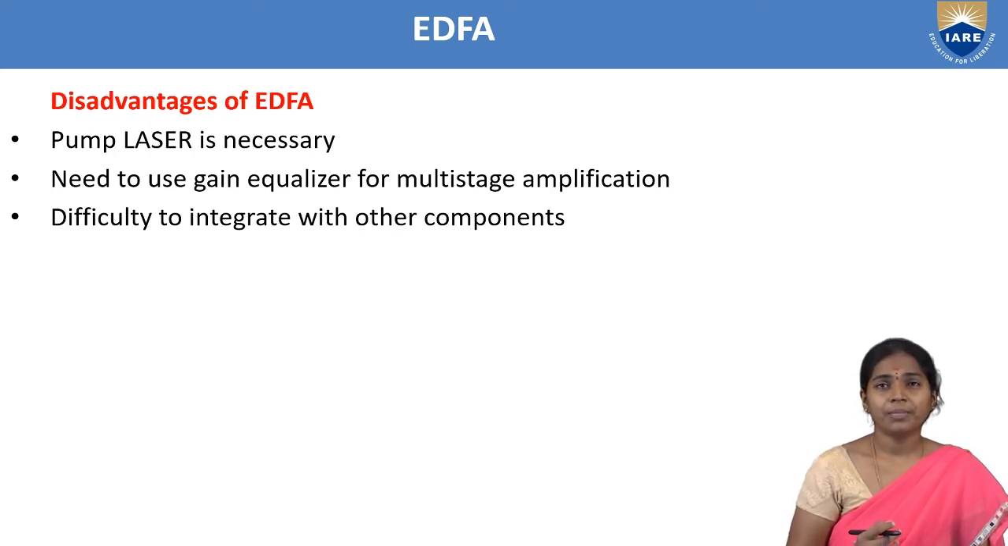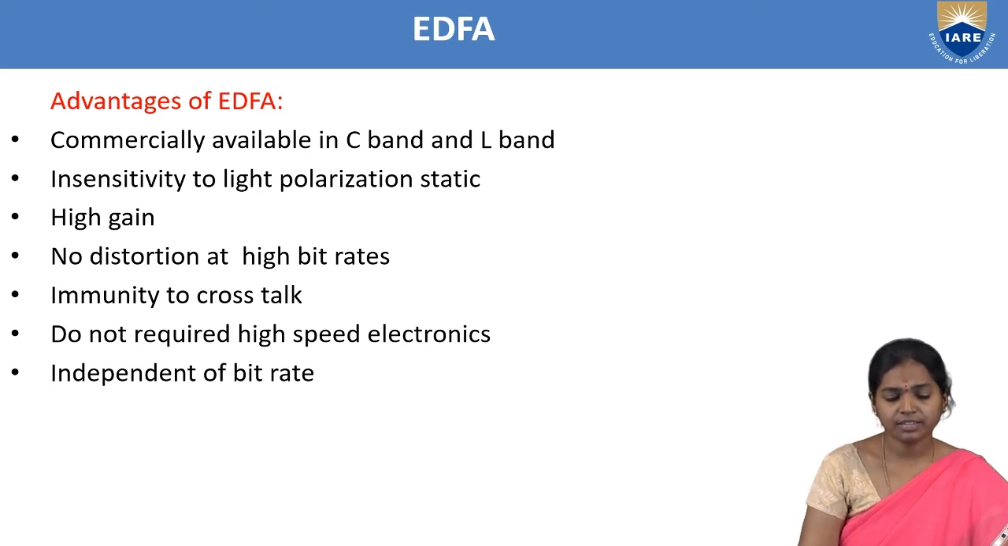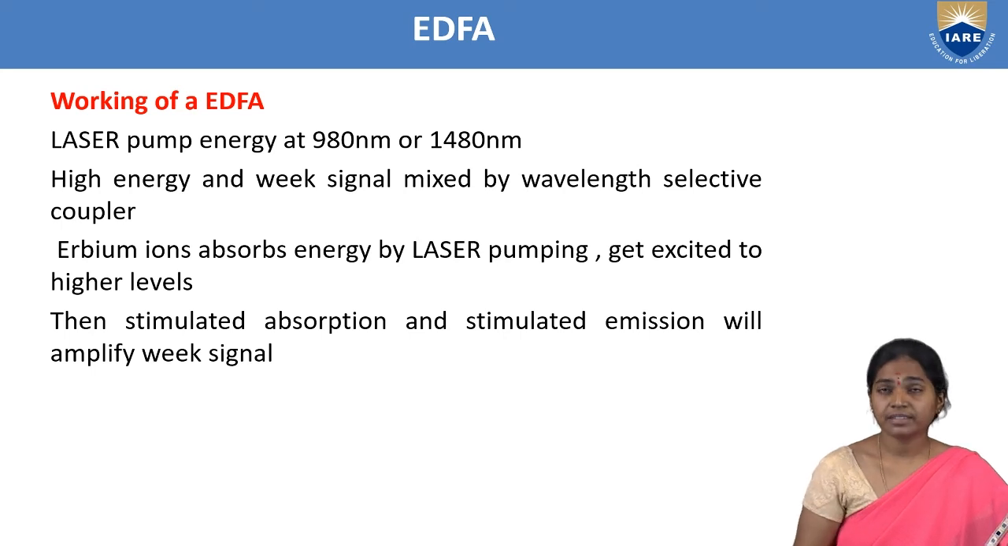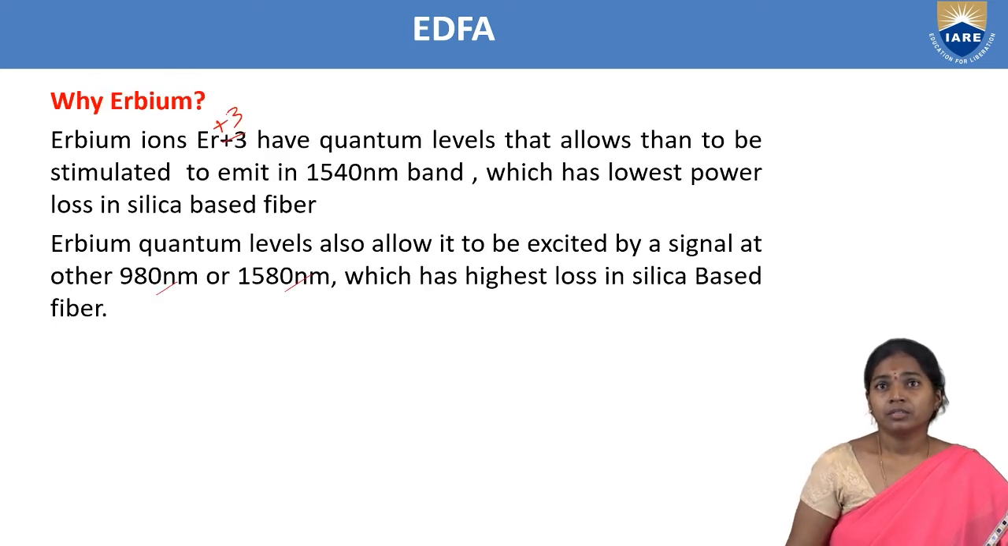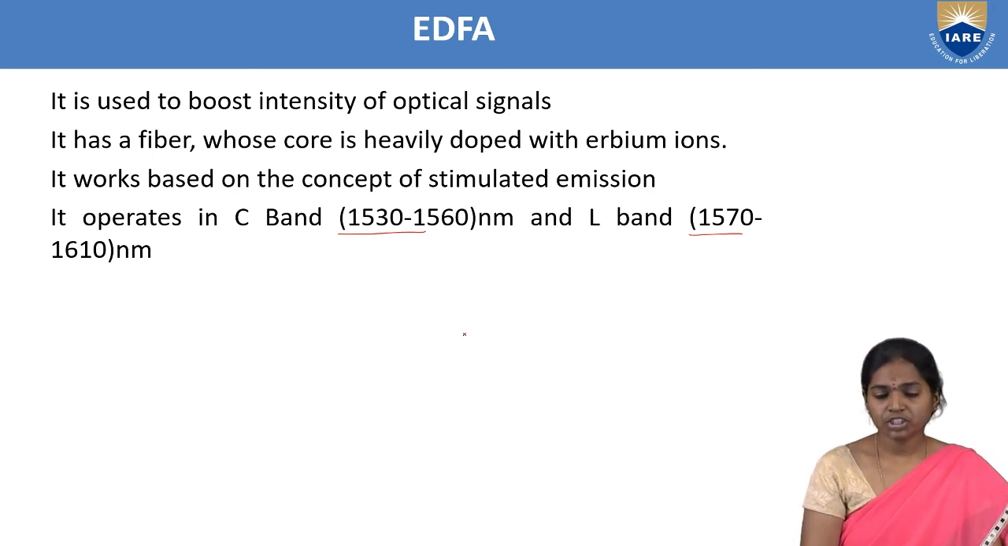The disadvantage is that a pump laser is necessary. Pumping of the laser diode is compulsory here. We need to use a gain equalizer for multi-stage amplification, and it is difficult to integrate with other components. The basic advantage of EDFA is that it is commercially available in C and L bands. The C band wavelengths are 1530 nanometers to 1560 nanometers, and the L band is 1570 to 1610 nanometers. So this is the basic operation, applications, advantages and drawbacks of EDFA.